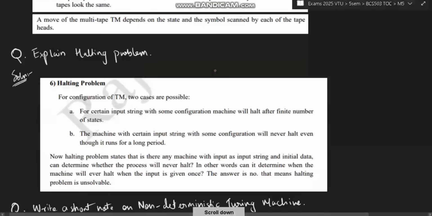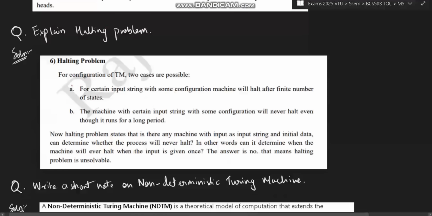Next is: explain halting problem. There are two cases possible in a Turing machine. For an input string with some configuration, the machine will halt after a finite number of states. In another case, it will never halt, meaning it will keep on running in an infinite loop. So this is the halting problem. We don't know which one will halt and which one will not halt, so the halting problem is unsolvable. This much you have to write for the halting problem.